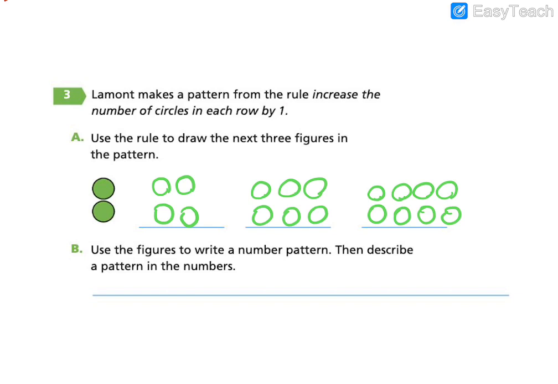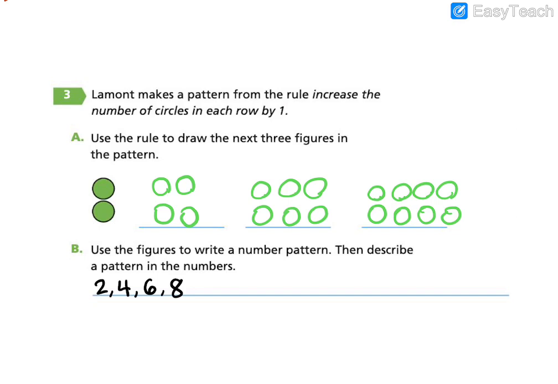Letter B says, use the figures to write a number pattern, then describe a pattern in the numbers. So we start with 2, 4, 6, 8. Well, what would be the next one? The next one in our pattern would be 10, right?